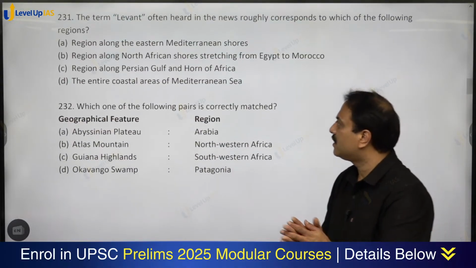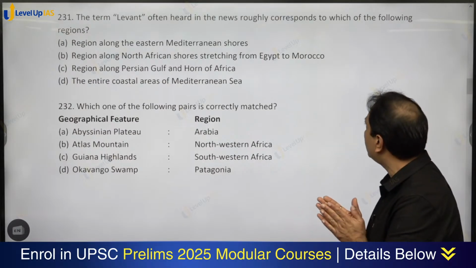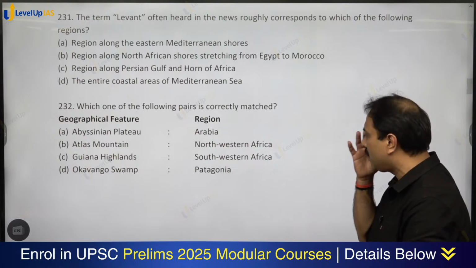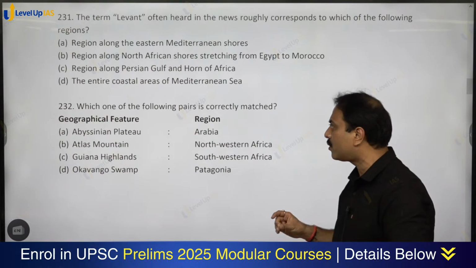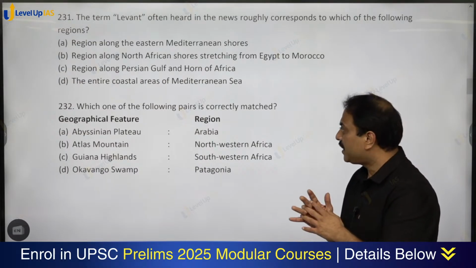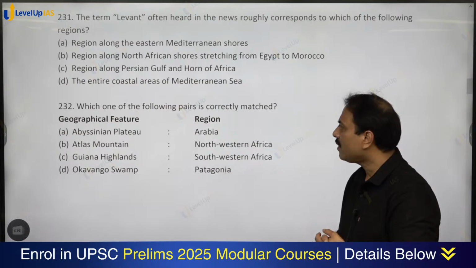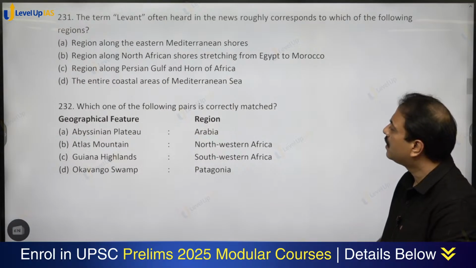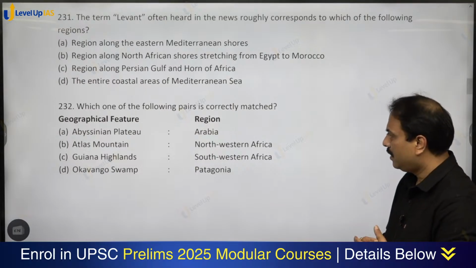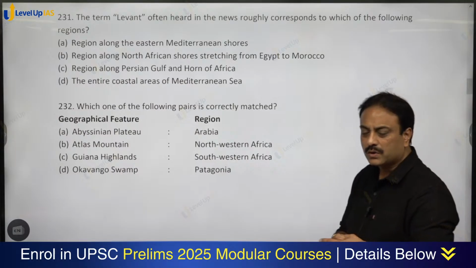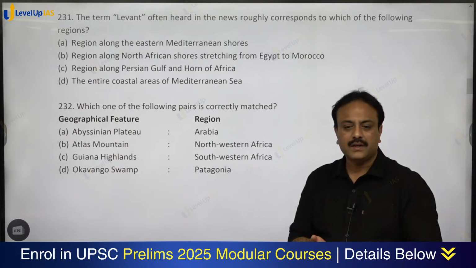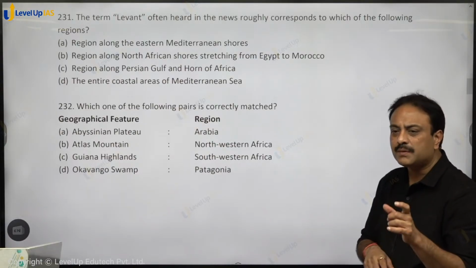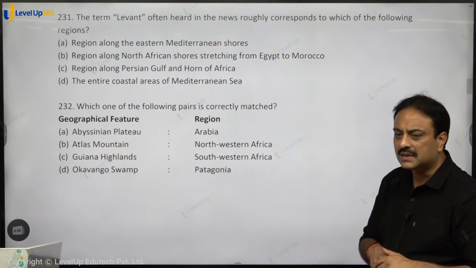Question number 231. The term Levant, often heard in news, roughly corresponds to which of the following regions? Region along the eastern Mediterranean shores, region along the North African shores stretching from Egypt to Morocco, region along Persian Gulf and Horn of Africa, the entire coastal areas of Mediterranean Sea. The answer is along eastern Mediterranean shores. So it includes Israel, Lebanon, Syria, Cyprus. They will be included in Levant. Levant is basically a term from France.